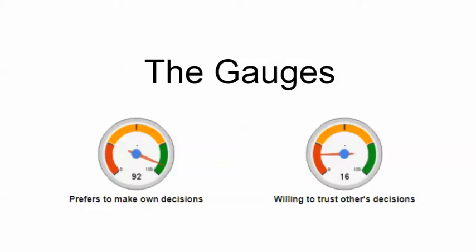So the gauges themselves, I've already talked about these, but let me explain how we recommend that you actually use them. There's no interpretation here. You can see, so if we're looking at this individual here, it's absolutely crystal clear that this person likes to make their own decisions.